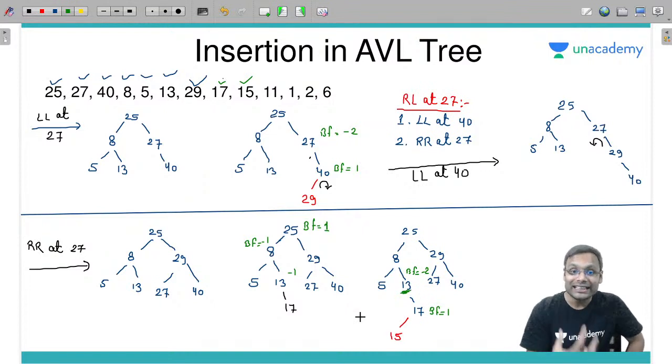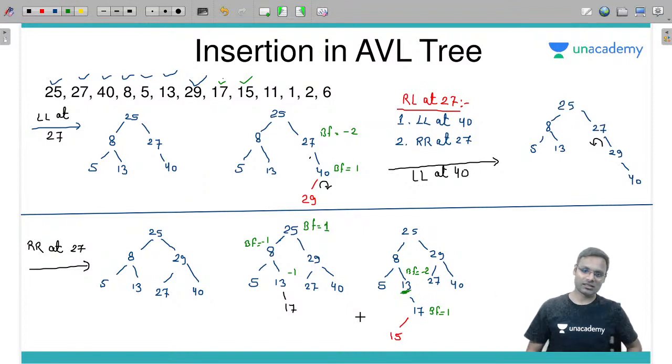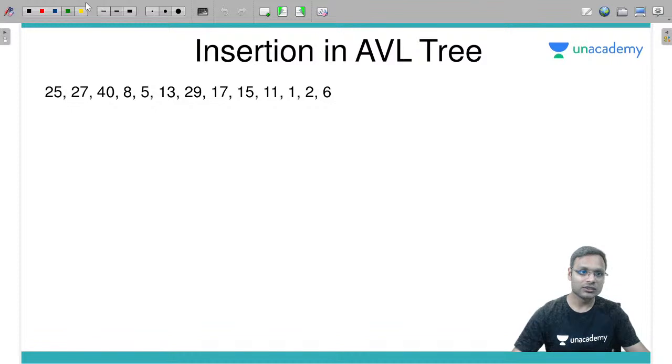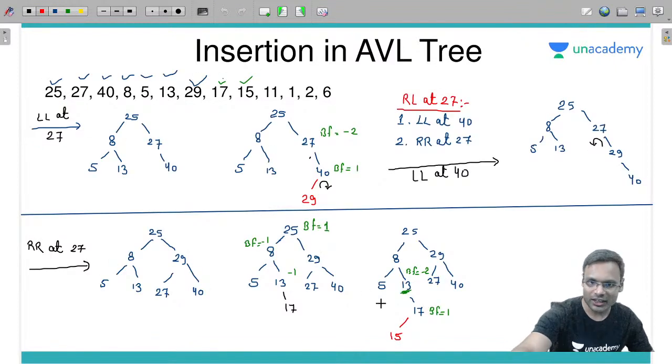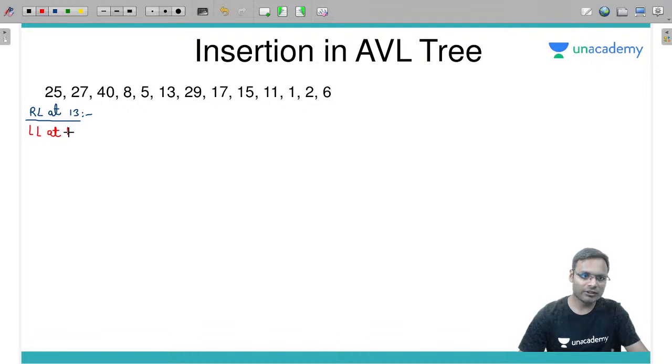But first of all, detect what type of imbalance it is. Right and left, RL imbalance. So I am writing here RL at 13. If we have RL at 13, RL is not a single rotation, it's a double rotation. What kind of double rotation will it have? First of all, the second character, LL at the right child of 13. Right child of 13 means 17, and after that RR at 13.